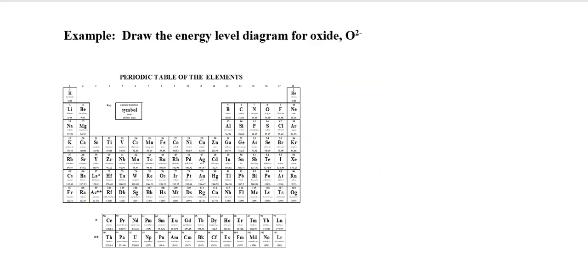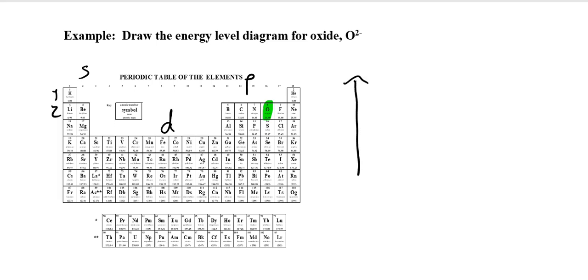This time we have oxide. I know it's charged. Ignore that. Oxygen is right here on the periodic table. Oxygen is in the 2nd row. Remember, this is row 1 and 2. This is S. This is P. This is D. So draw an energy level diagram.